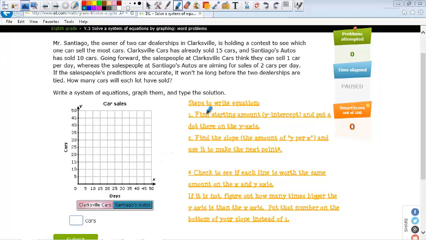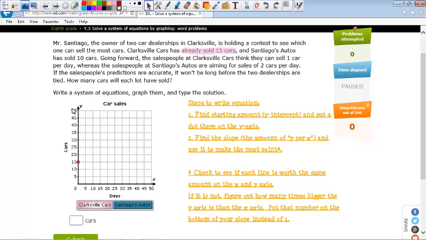Our first step is finding the starting amount. How much did they start out with? So Clarksville Cars has already sold 15 cars. That's going to be the y-intercept, our starting amount for Clarksville's cars. So we're going to put our dot at 15. That's our starting amount. Now the second thing we need to find is the slope, and that will be the amount of y per x.